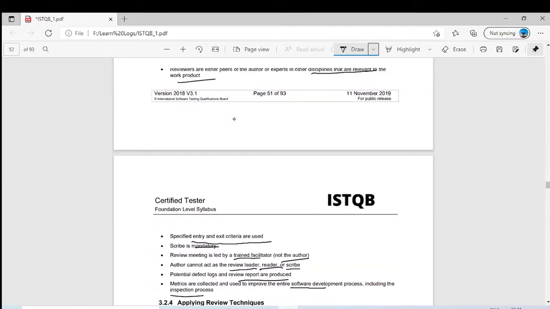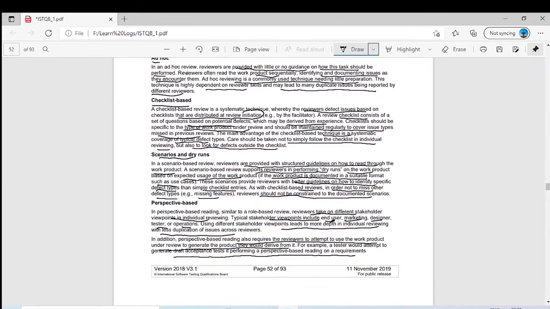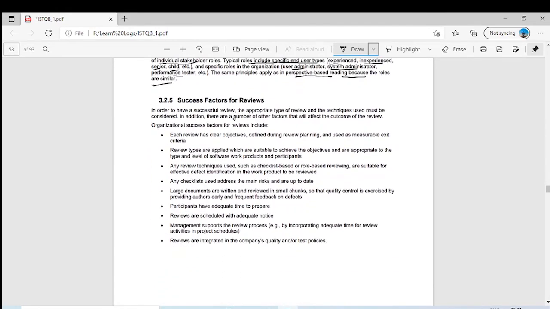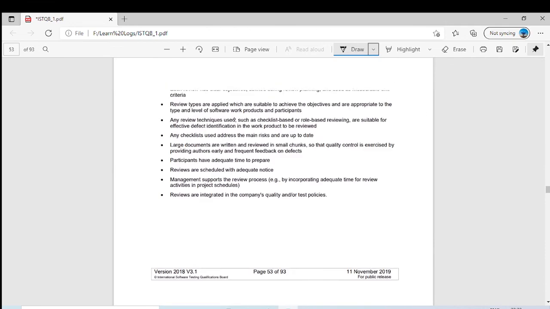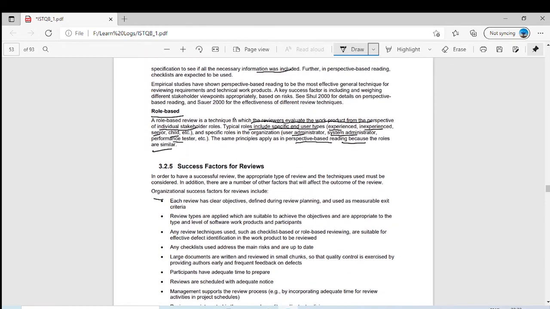So over here we have studied different review techniques. Now the last topic of this chapter is success factors for reviews. There are two types: one is the organizational success factors, the second one is the team or people related factors of the review meeting. So now we will discuss this topic in detail.